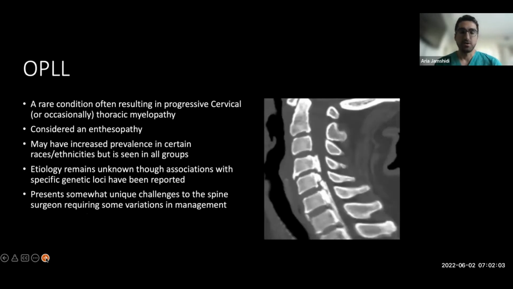So as we all know, OPLL is a rare condition. We often think about it leading to cervical myelopathy, but it's important to know that it can also lead to thoracic myelopathy, although this is much more rare. As we all know, it may have an increased prevalence in certain races and ethnicities. This is due in large part to the increased number of publications that have been done in East Asia, specifically Japan. While the etiology remains unknown, there have been associations with specific genetic loci that have been reported.